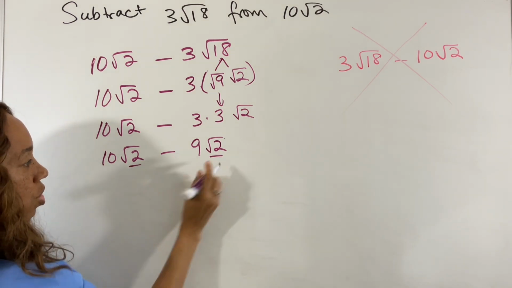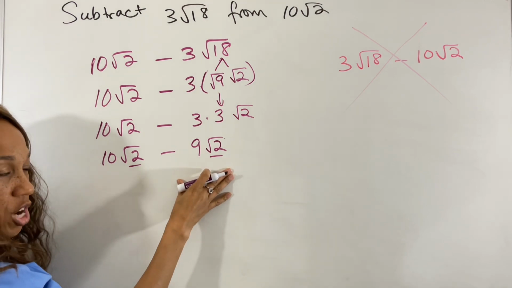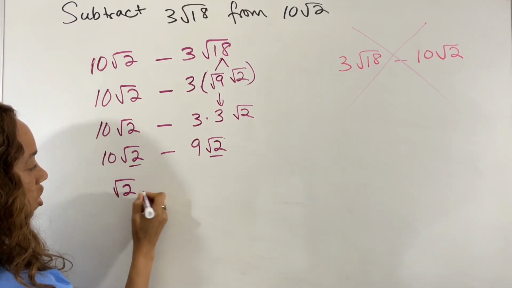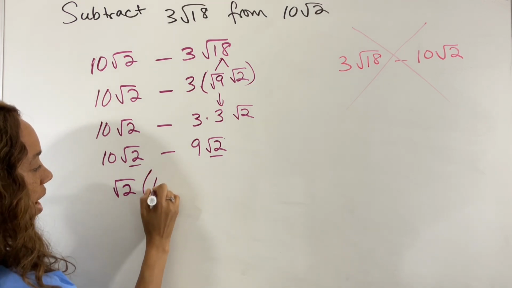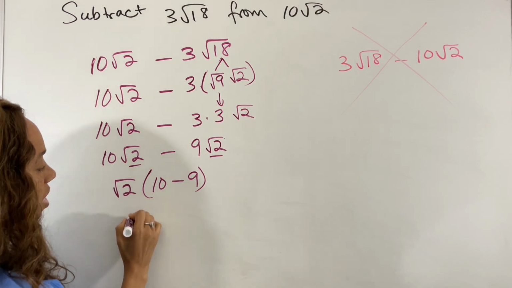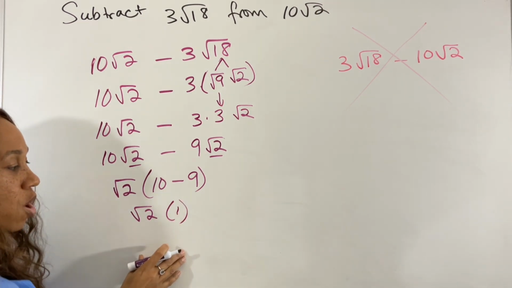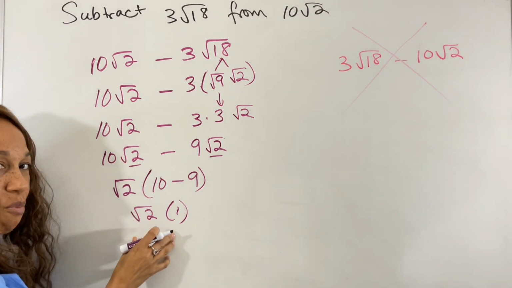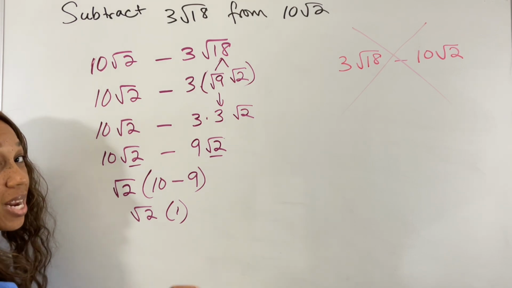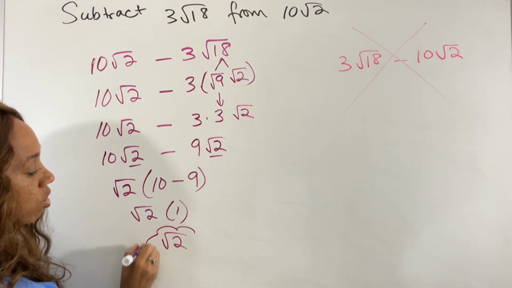Radical 2, right, are common in both terms. So you're going to take that out. That is going to be the number that you're going to put outside, radical 2, and then you have 10 minus 9 inside, which is going to be coefficient. Now you end up with radical 2 parentheses 1. Now, we are going to treat this just the same way as how we would treat 1 in front of any variable. Let it be invisible. So your final answer is simply going to be radical 2.